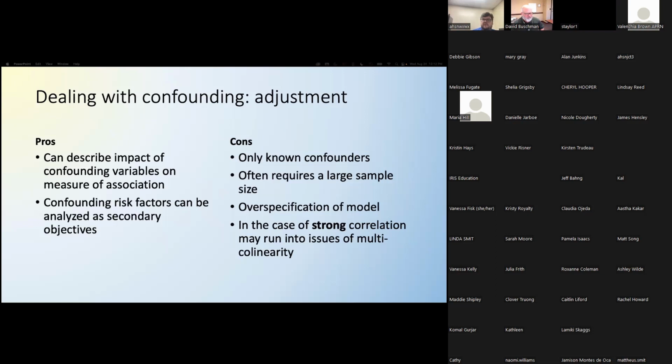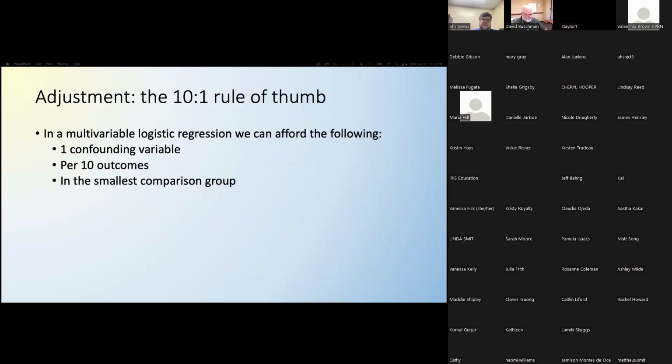So going back to sample size, one of the rules of thumb that we have, especially for logistic regression, so if we are looking at binary yes, no, did the outcome happen or not, in general, we can afford one confounding variable per 10 outcomes experienced in the smallest comparison group. I'll have an example here in a second to show what I mean by that. But let's say that we only have 10 outcomes in our at-risk group, then we can really only afford one confounding variable. And so you can think of it visually.